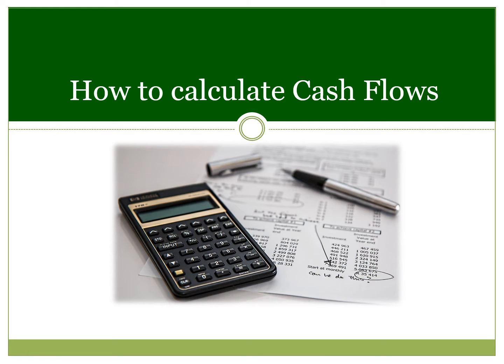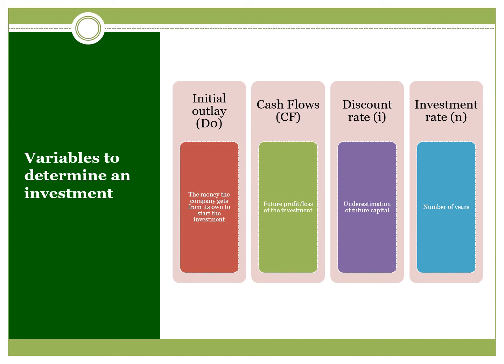In this video, we're going to see what are cash flows and how can you calculate them. The first thing we're going to see are the variables that determine an investment. So there are four. The first one is what we call the initial outlay.